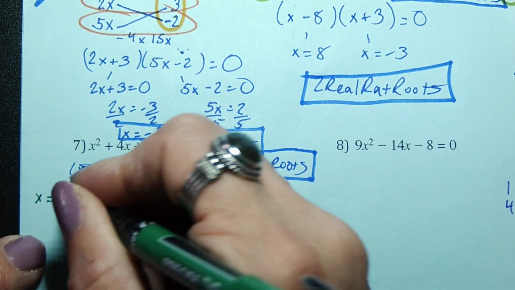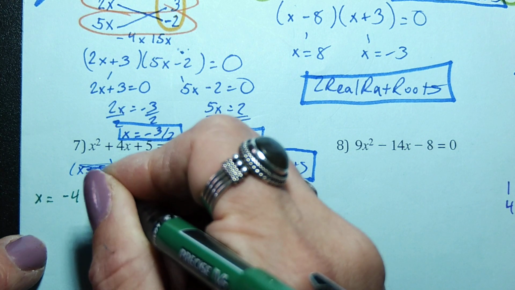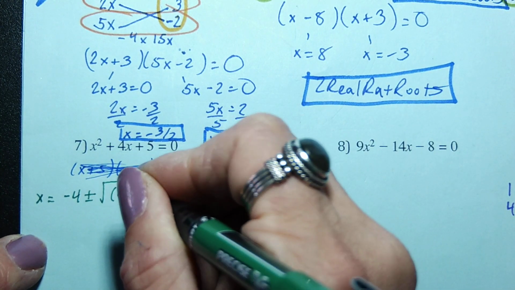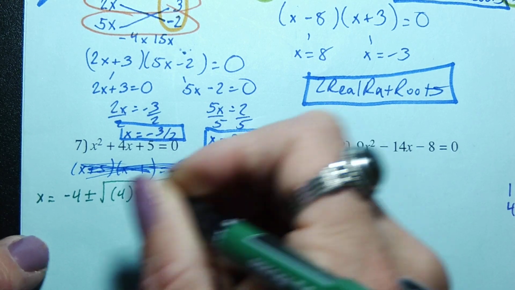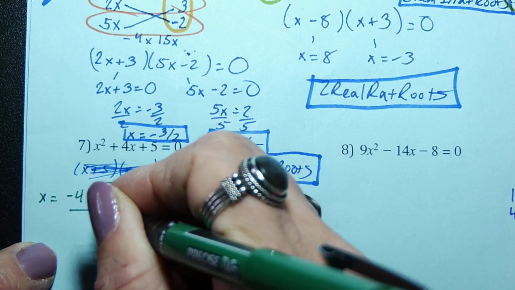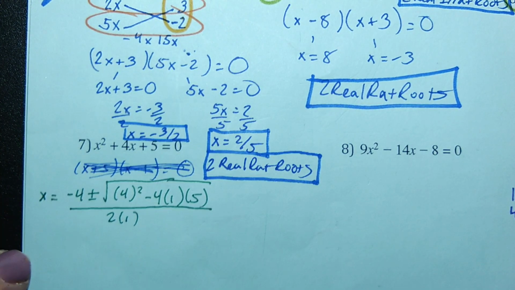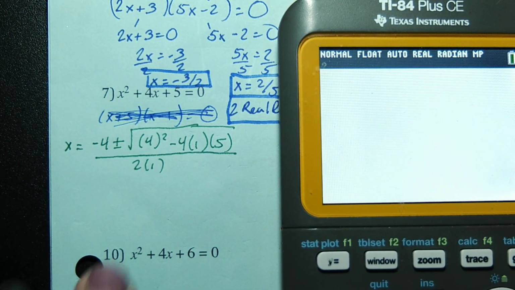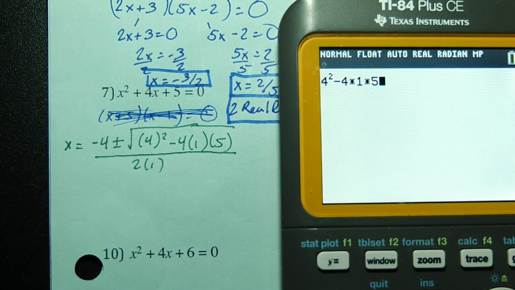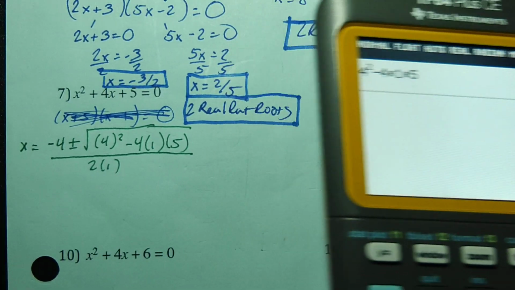Quadratic formula is negative b plus or minus the square root of b squared minus 4ac all over 2a. Now from here, I've got all my values. So now we are going to plug those in to find the discriminant. So 4 squared minus 4ac. So make sure you're using the big minus sign there. And we see that we get negative 4.